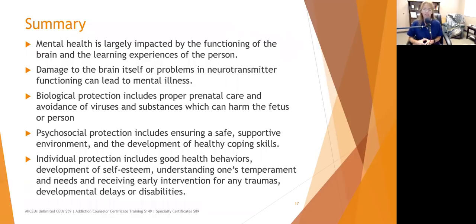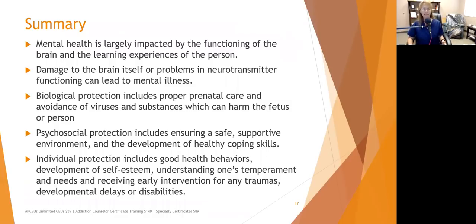So again, early intervention doesn't necessarily just mean childhood. It can be, if there was a trauma, you were in a car accident and it was a traumatic experience, getting early intervention for that can be vital to preventing the development of PTSD.